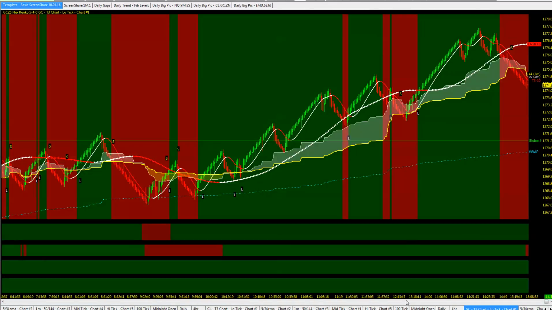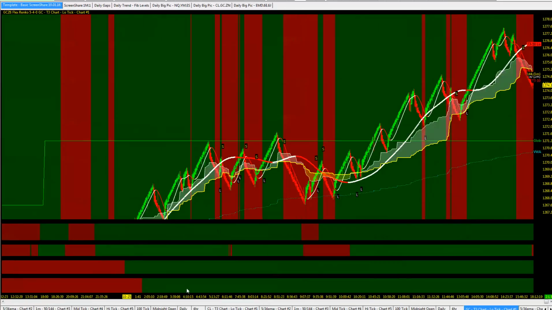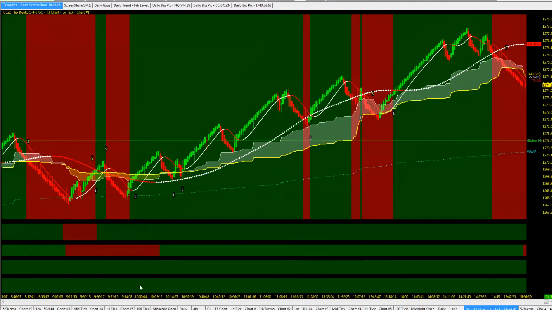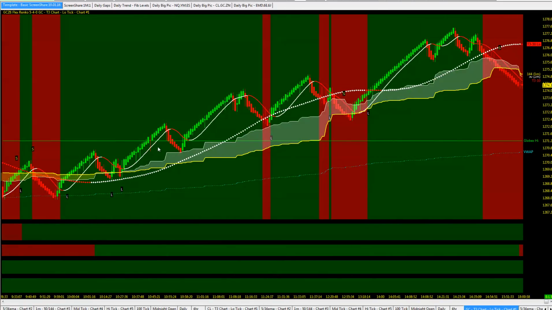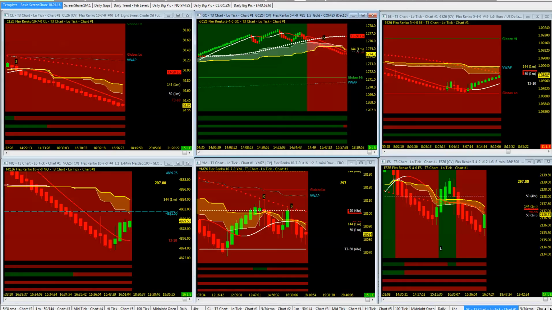Taking a look at the GC backwards here, price action on the gold having a whipsaw of action over the last couple days. But here we go. Price action on the gold finally getting a nice lift and finding some support there at the T350 as well as the 5144. So gold intraday setup and trend to the upside.